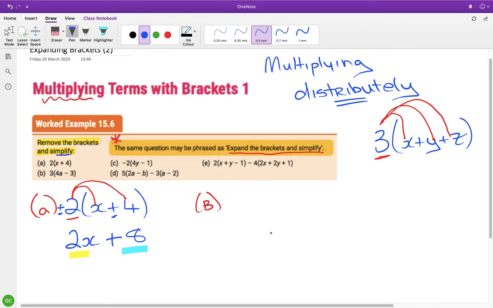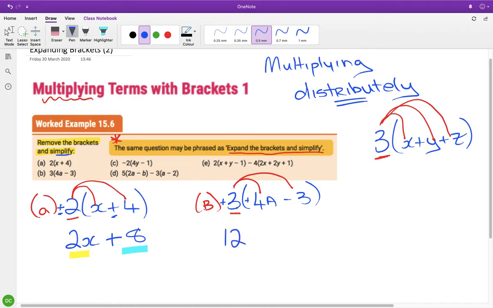B is 3 bracket 4A minus 3. Again we need to take this 3, multiply it by the 4A, and multiply it by the minus 3. So 3 multiplied by 4A. Like in the questions you did the other day, you can do the signs first. This is a plus and this is a plus, which means the answer is a plus. Numbers next. 3 times 4 is 12.